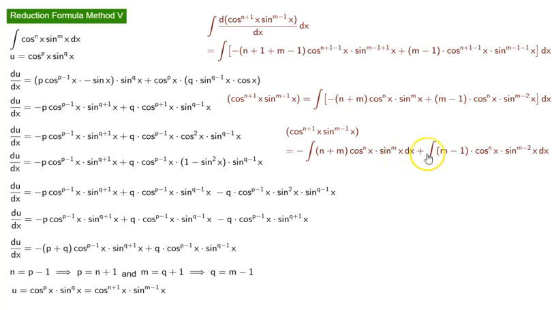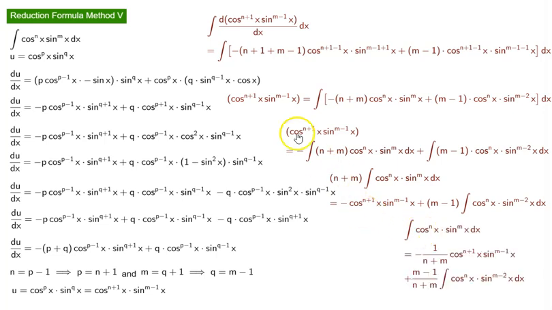Okay, m minus 1 also we could have taken out, which is what we have done in the next step. Now here, the integral of (n plus m) cos nx sin mx, we take it to the left hand side, and cos to the power of n plus 1 x times sin to the power of m minus 1 x, we take to the right hand side to end up with this. I'm sure you are able to see the pattern now.